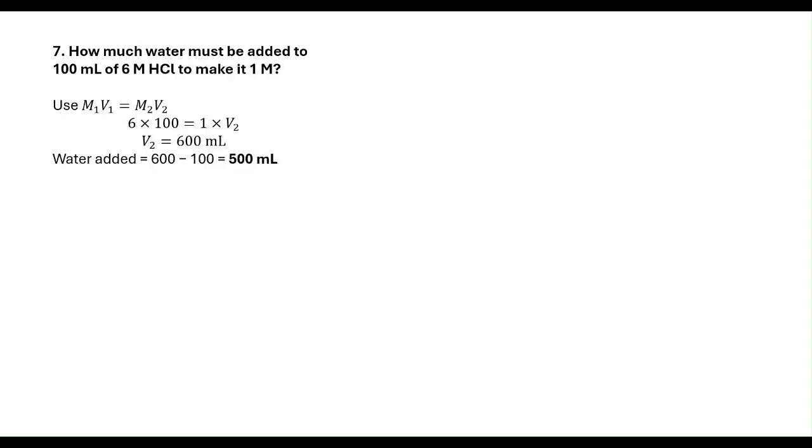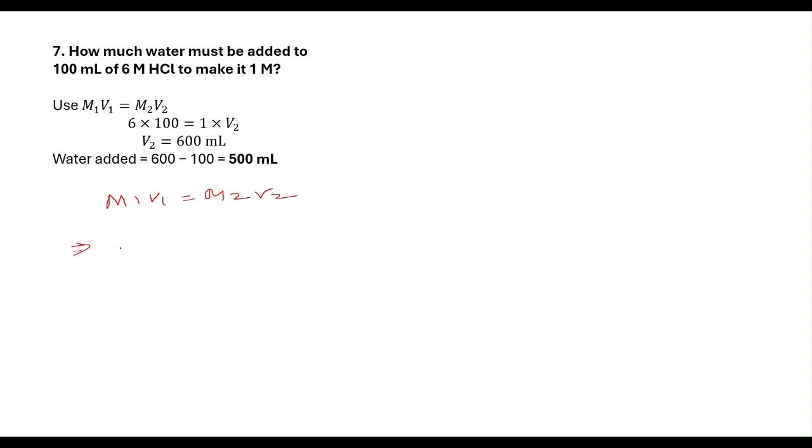Now move to the seventh question. How much water must be added to 100 ml of hydrochloric acid to make it 1 molar solution? So this is a mass balance kind of equation, or a molarity equivalence equation. So we have to use a formula here: M1 V1 is equal to M2 V2, where M1 is the molarity and V1 is the volume of one solution, and M2 is the molarity of the second solution and V2 the volume of the second. So how are we going to consider that?